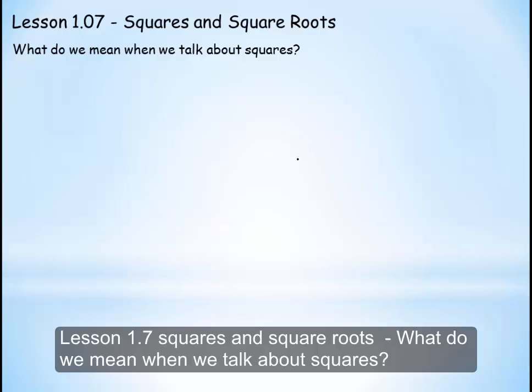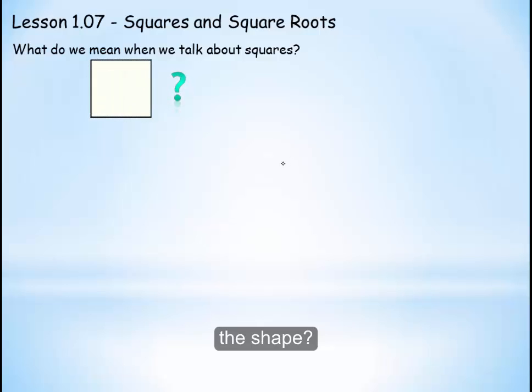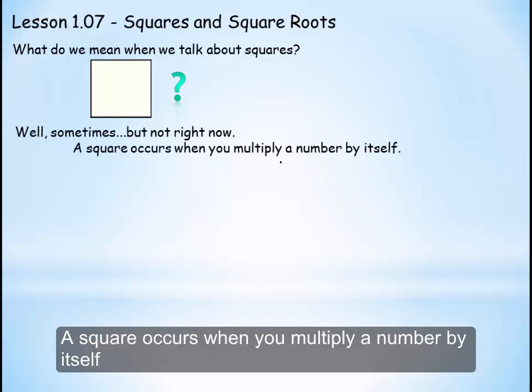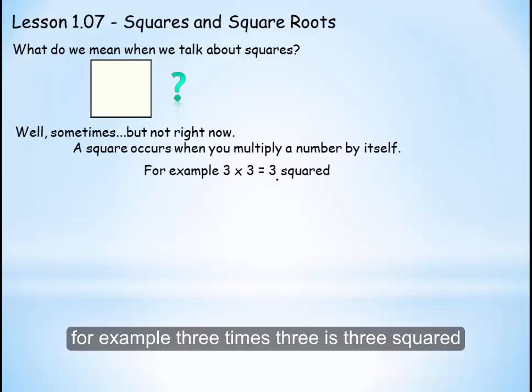Lesson 1.7, Squares and Square Roots. What do we mean when we talk about squares? The shape? Sometimes, but not right now. A square occurs when you multiply a number by itself. For example, 3 times 3 is 3 squared.